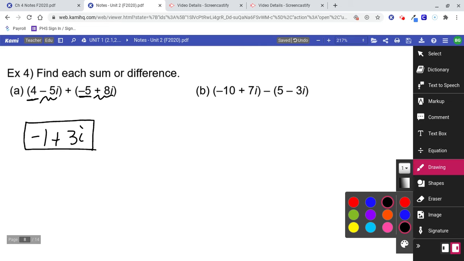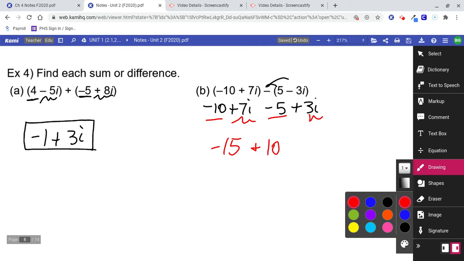In fact, sometimes I think it's a good idea to get rid of the parentheses. In this case, I might distribute that negative. And I'd have negative 10 plus 7i minus 5 minus negative 3i is plus 3i. I think it's a lot more likely you'll get it right if you distribute that negative there. Negative 10 minus 5 is negative 15. 7i plus 3i is plus 10i.